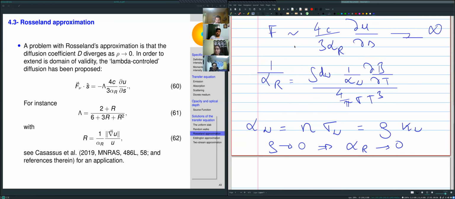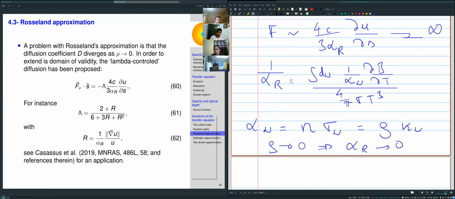That's not good. In the end, the Rosseland approximation can only be applied deep into the star. When you get close to the photosphere of the star, then we can't use it anymore because we reach this problem that the Rosseland mean absorption goes to 0.